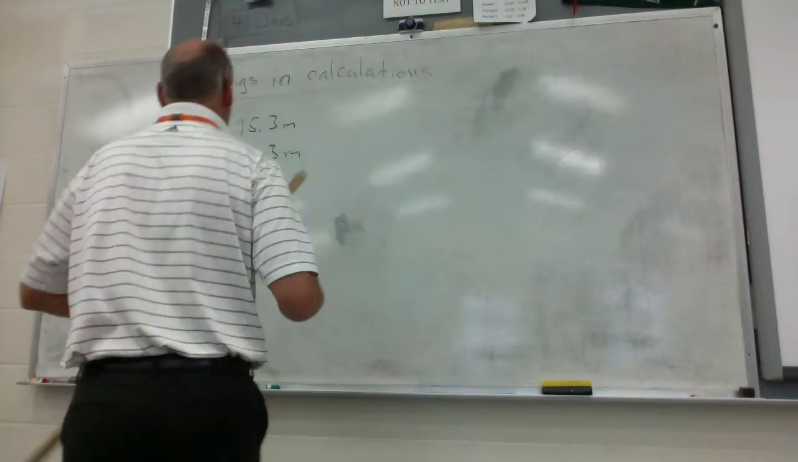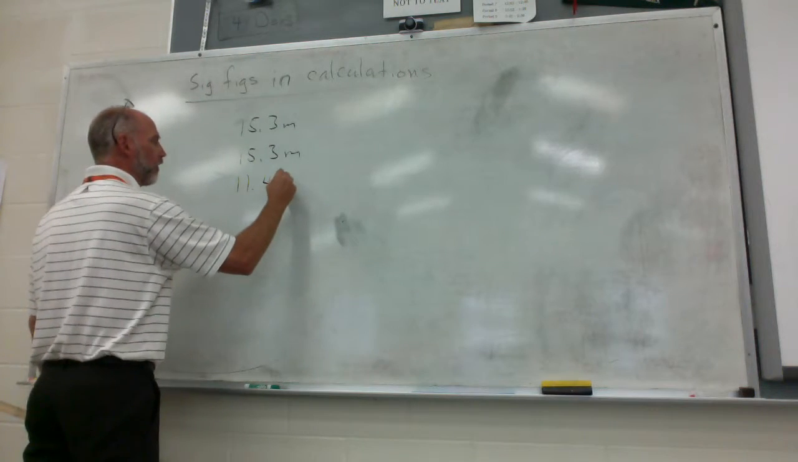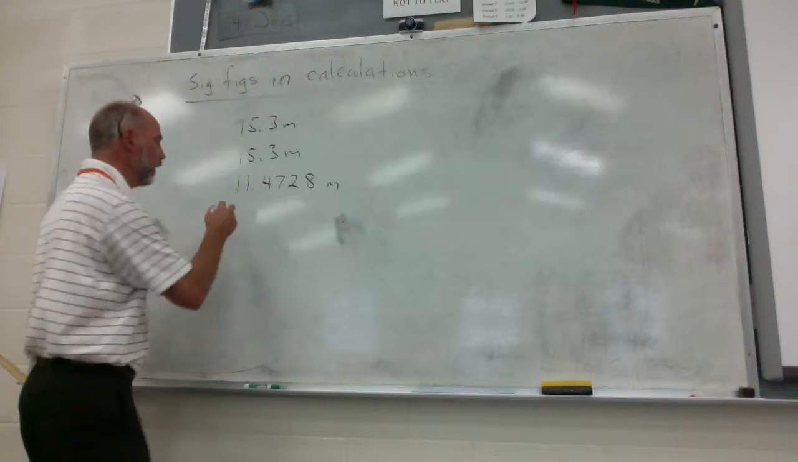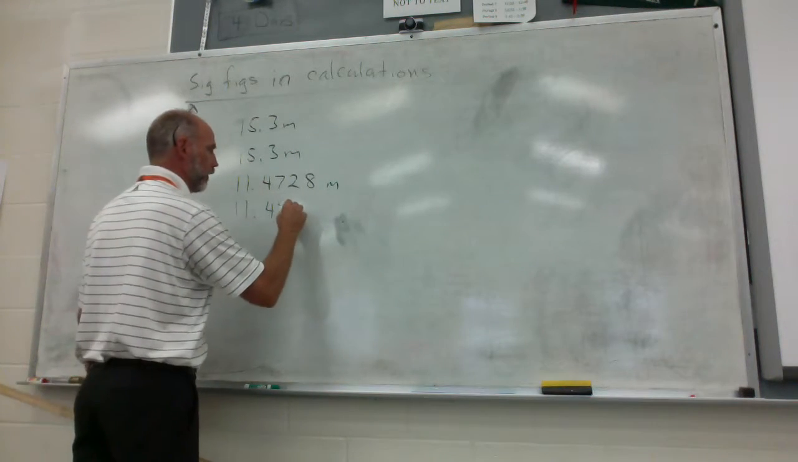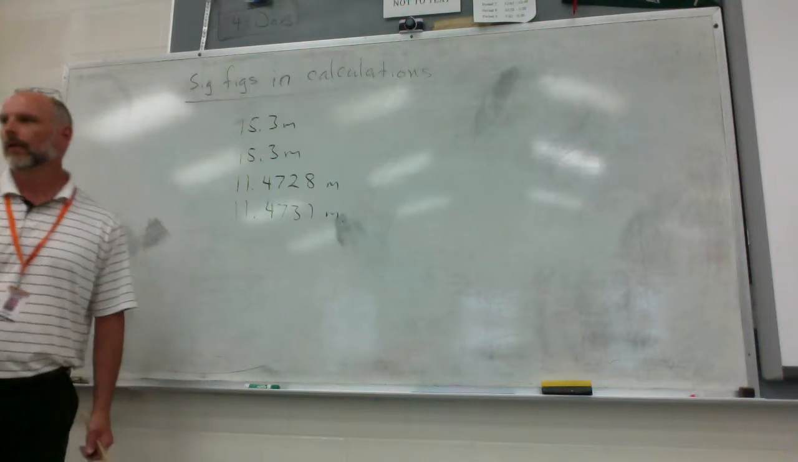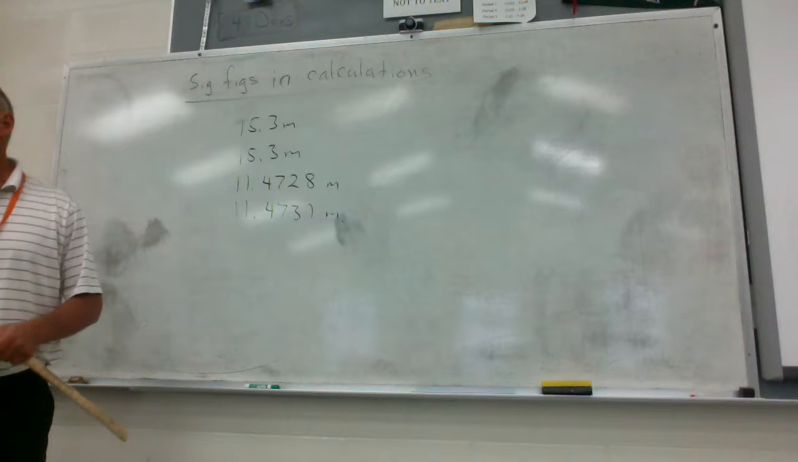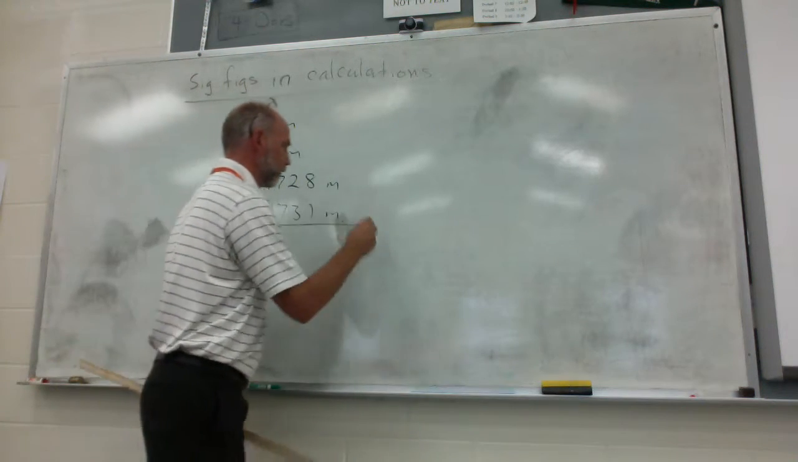Okay, anyway. So we measure this one, it turns out to be 11.4728 meters. And then we measure the one back there, it turns out to be 11.4731 meters. They messed up a little bit. They're off by a few thousandths of a meter, yeah. They did pretty well, would you say? What's the perimeter? Go ahead.